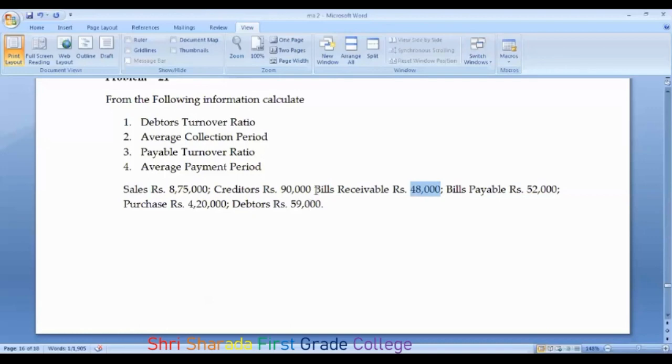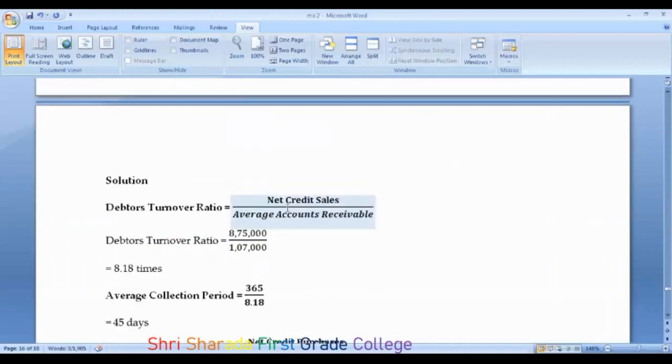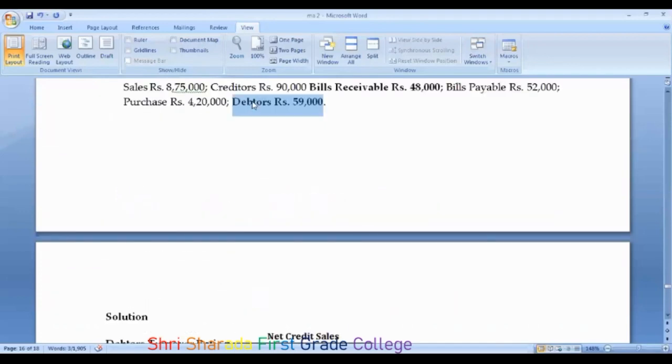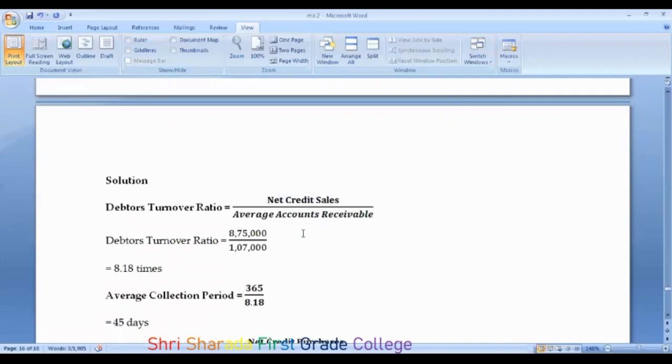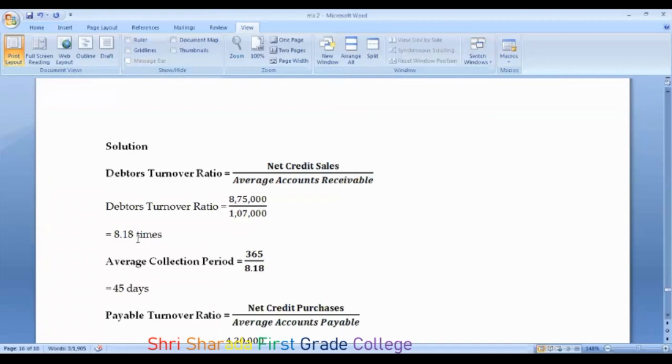So bills receivable 48,000 as well as debtors 59,000 are added together to get the average accounts receivables. So it gives you 1,07,000. Sometimes opening debtors and closing debtors, sometimes opening bills receivables and closing bills receivables are given. Sometimes this information will be given, and you need to add it. Clear? So it comes to around 8.18 times.